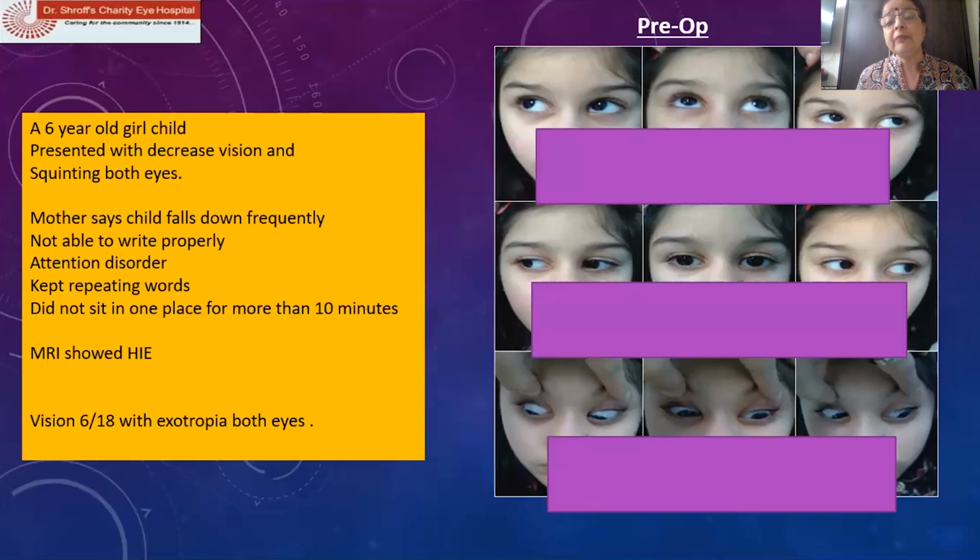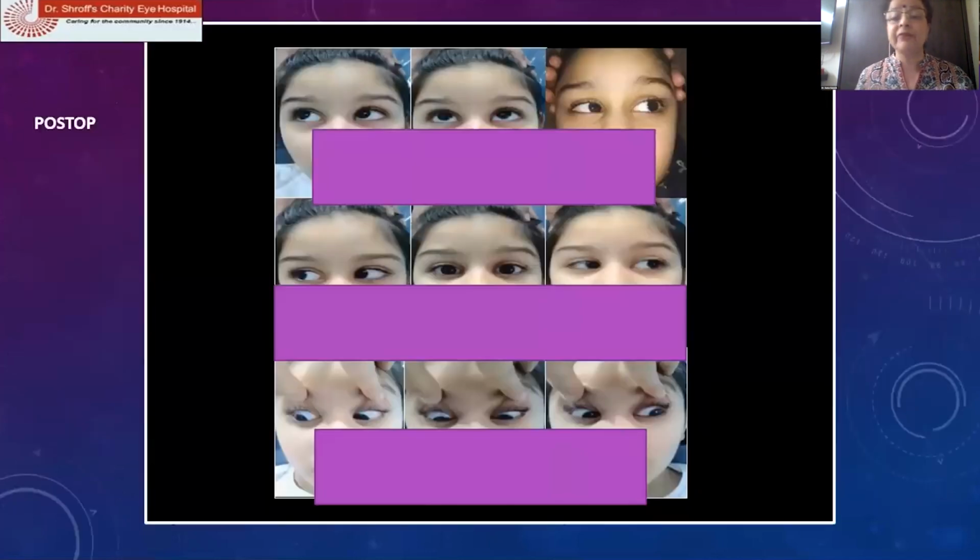Now this child was referred by a psychologist saying that he was not improving. The child was not able to write properly, there was an attention disorder, and the MRI showed HIE, but they were suspecting autism. And he said that as it is an exotropia, why don't you go ahead and do the surgery? I said, will there be a good result after the surgery?